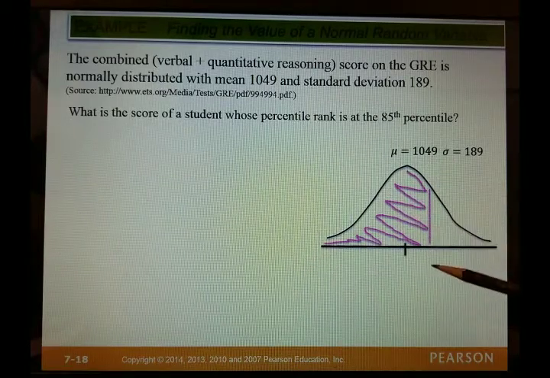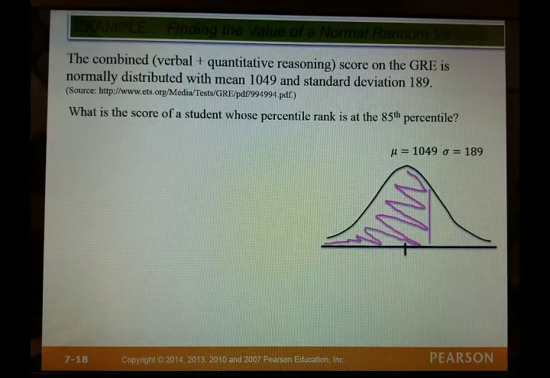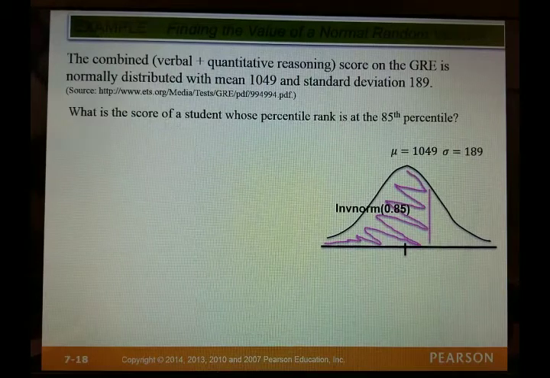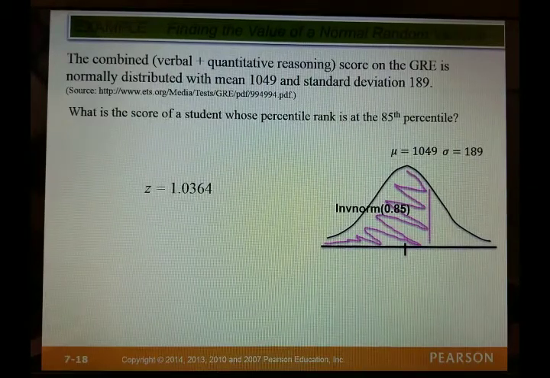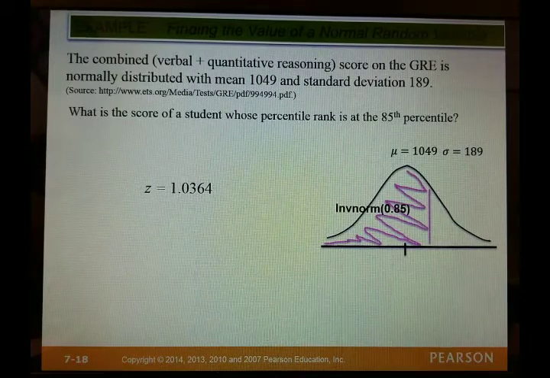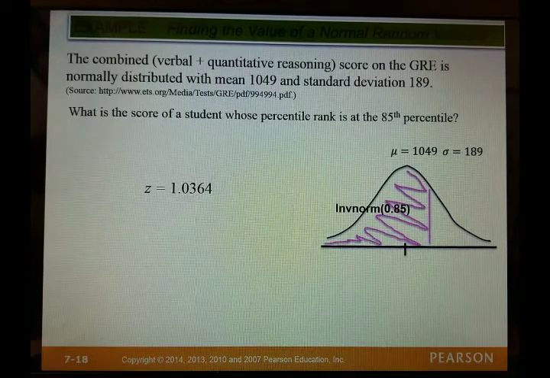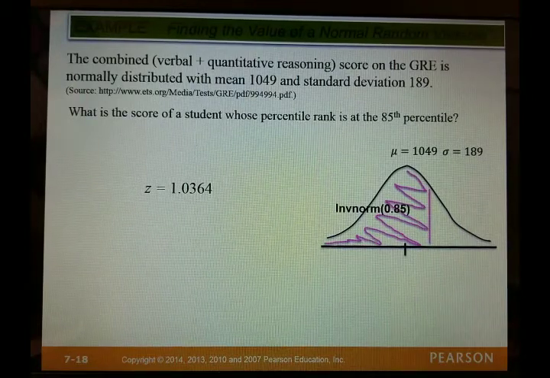I know the area, I want the z. If I know the area and I want the z, that was the inverse norm to get that z-score. So inverse norm of 85%, because I know the left area. That gave me a z-score. Now on your formula sheet under Chapter 7, if you will go take a look, there's a formula that says finding the score. Pause the notes, go find that on your formula sheet, please.